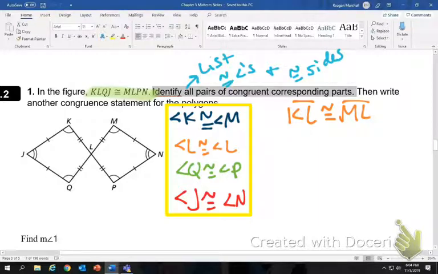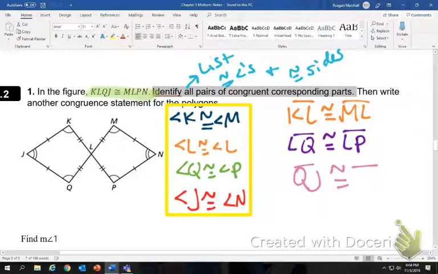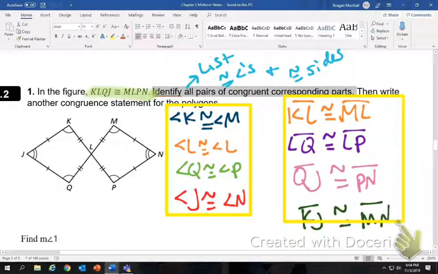Move on to the next two letters, which would be LQ. LQ is congruent to LP. QJ is congruent to PN. And then KJ, sure, why not? KJ is congruent to MN. You could have looked at the picture, or you could just look at the statement. Either way. The last part says, then write a congruent statement.